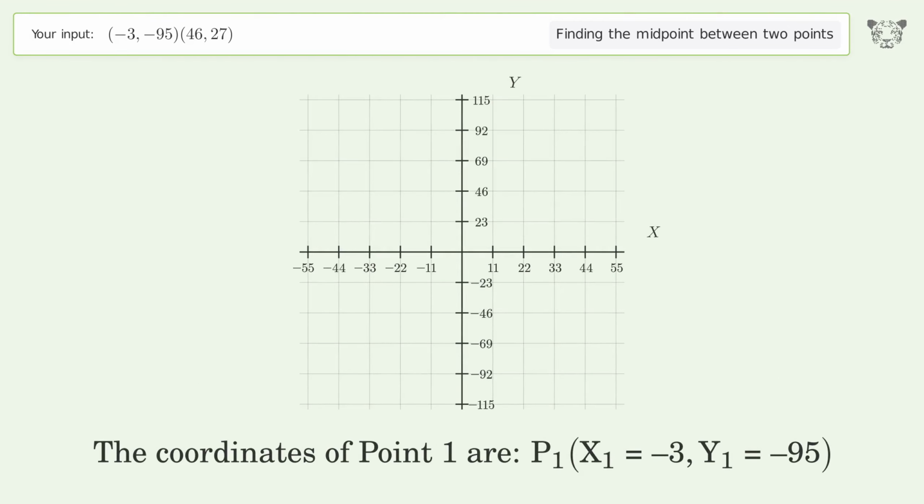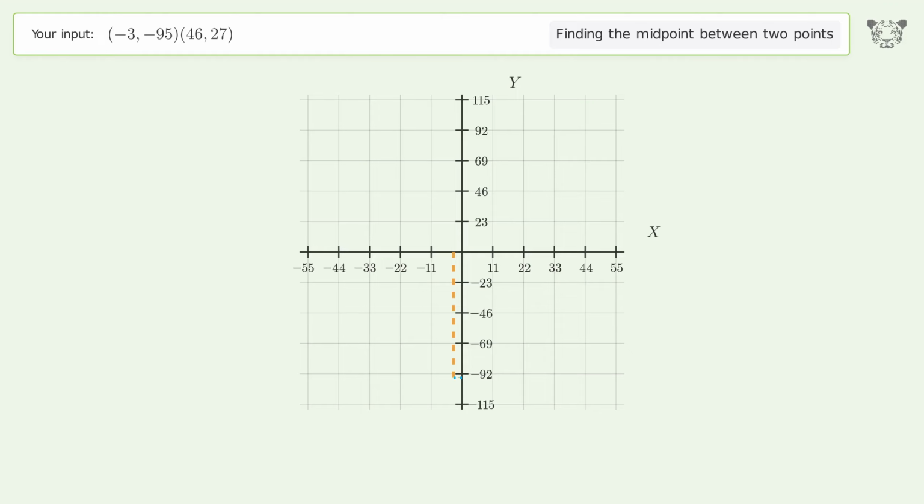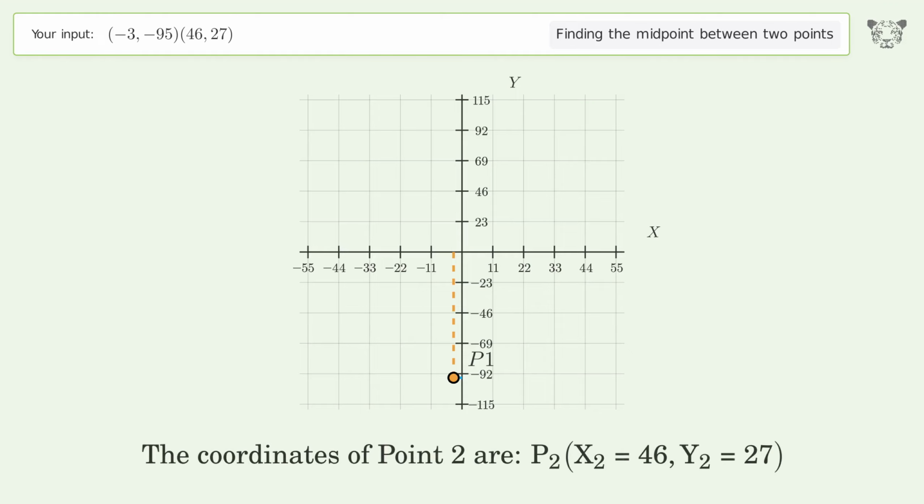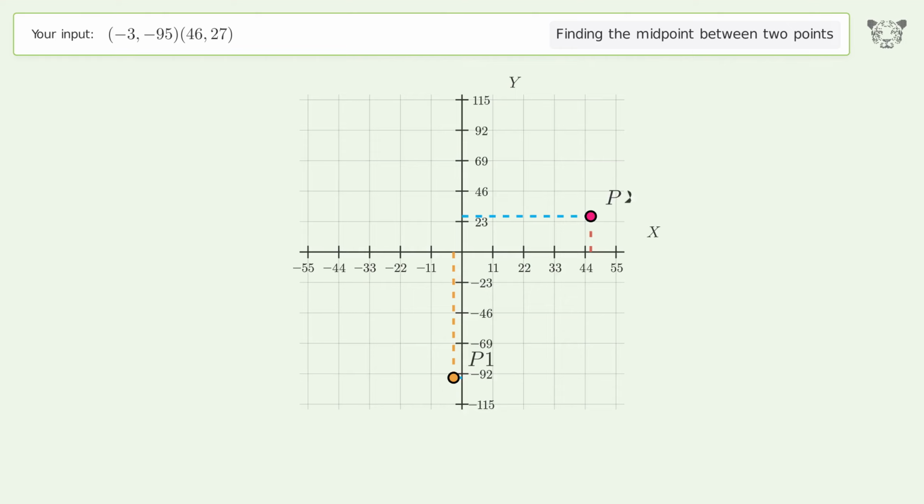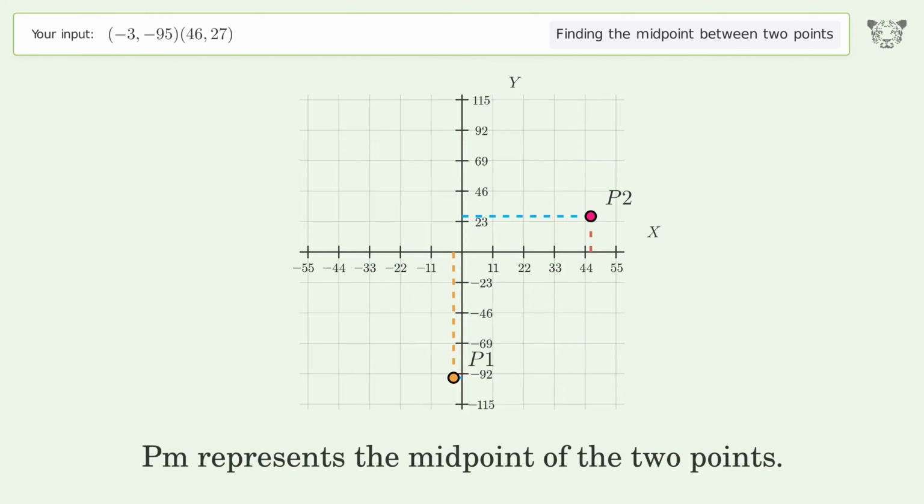The coordinates of point 1 are, x1 equals negative 3, y1 equals negative 95. The coordinates of point 2 are, x2 equals 46, y2 equals 27. PM represents the midpoint of the 2 points.